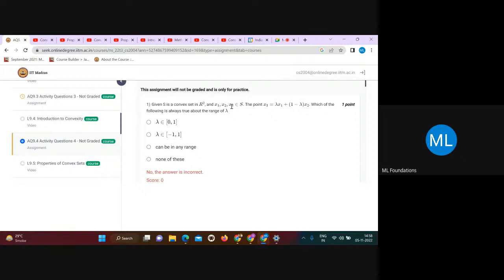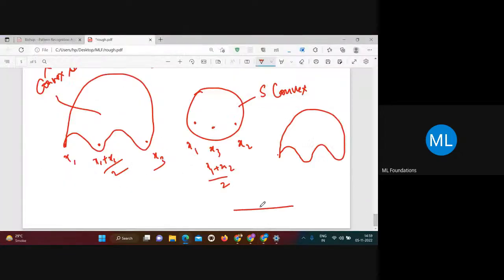So here what happens? x1, x2, x3 belong to S. This is the convex set. But the problem is the point x3 is equal to this one, and it's not written that x3 is lying between x1 and x2. If x3 is lying inside x1 and x2, like this, then lambda will lie from 0 to 1. But it's not given here that x3 is lying inside this line segment. x3 can be anywhere.